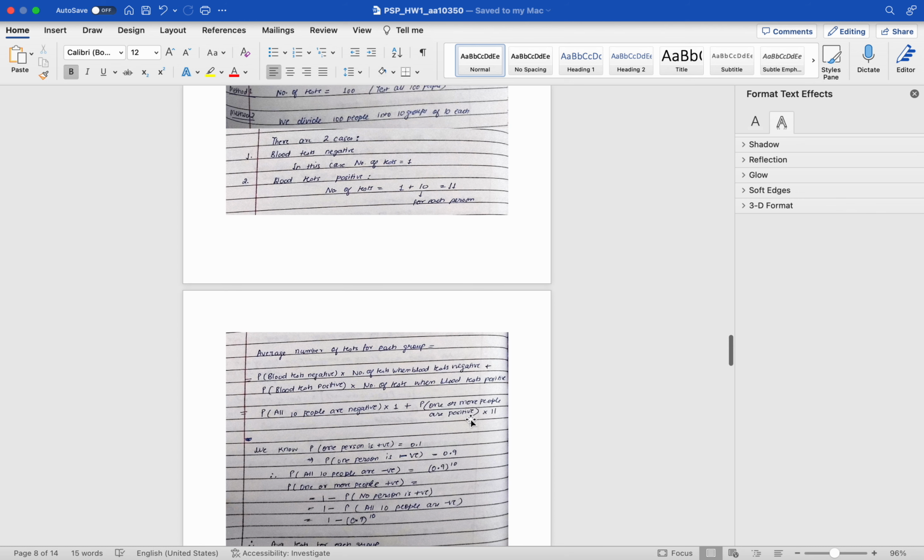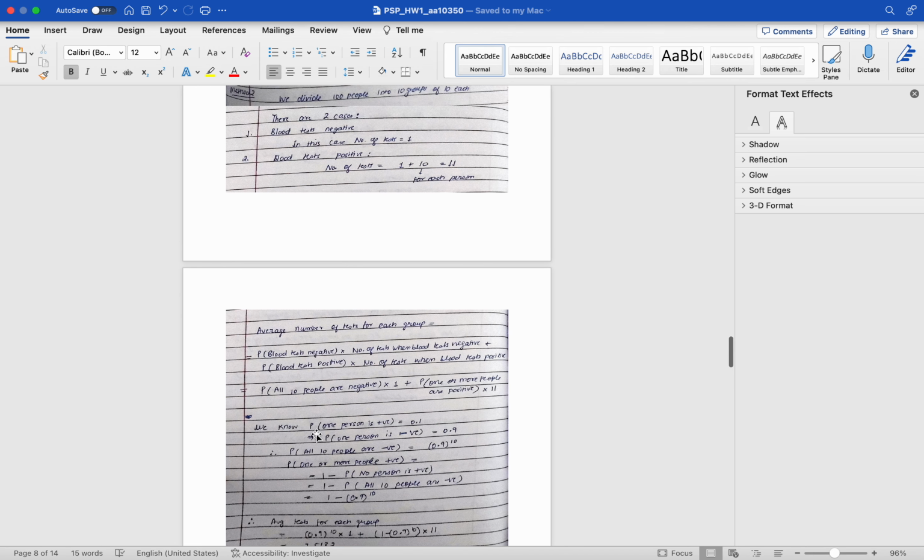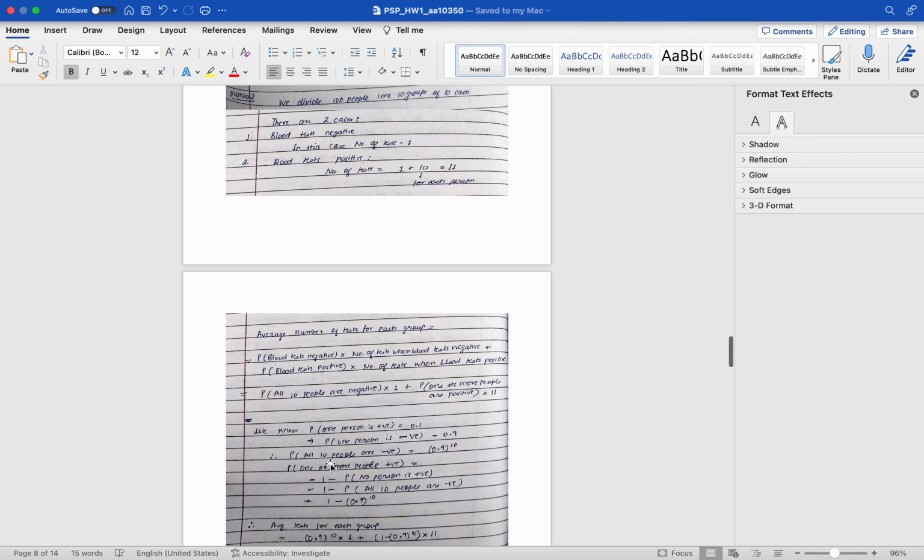Now in order to find the two probabilities, let's see how we can do it. We are given in the question that the probability that one person is positive is 0.1. Since probabilities sum up to 1, we can say that the probability that a person is negative will be 1 minus 0.1, which is 0.9. Now the probability that all 10 people are negative will be 0.9 into 0.9 10 times, because all people are negative. So that will be 0.9 to the power 10.